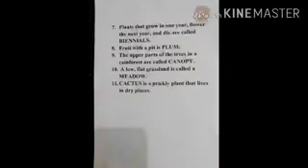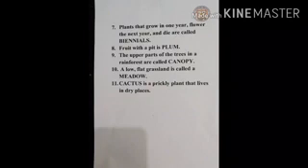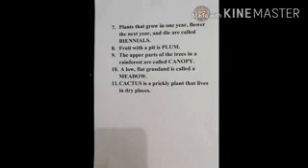Number 7. Plants that grow in one year, flower the next year, and die are called biennials. Number 8. Fruit with a pit is plum. Number 9. The upper parts of the trees in a rainforest are called canopy. Number 10. A low flat grassland is called a meadow. Number 11. Cactus is a prickly plant that lives in dry places.